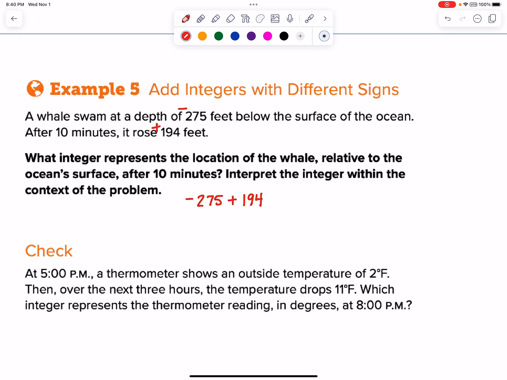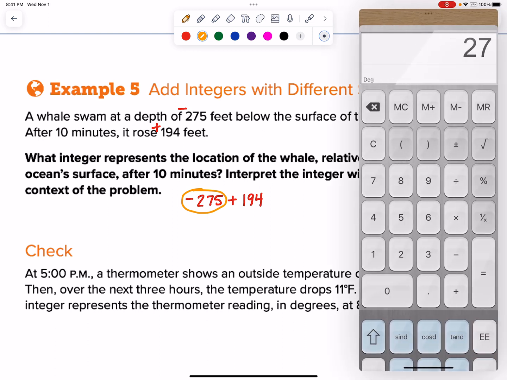All right, and then how'd the song go? Same signs, add and keep, different signs, subtract. Okay, because right now on a number line, think about it, I'm very low on the number line right now. Very far left, and I'm going to add the 194. Okay, so let's subtract. Okay, so 275 minus 194.